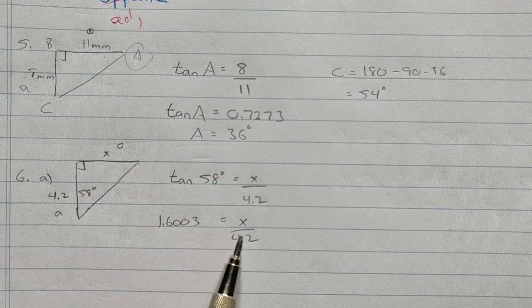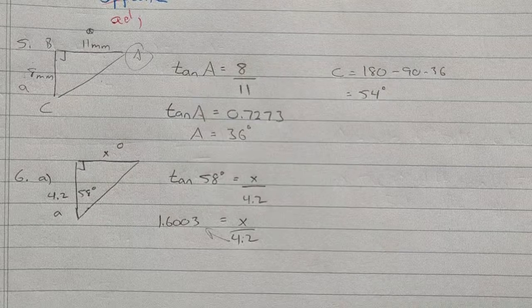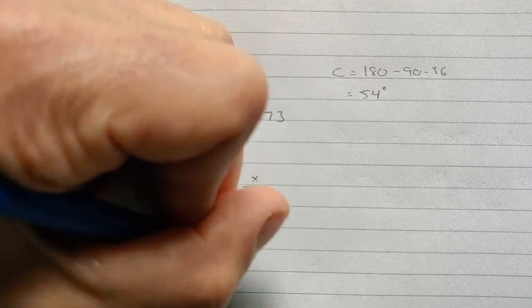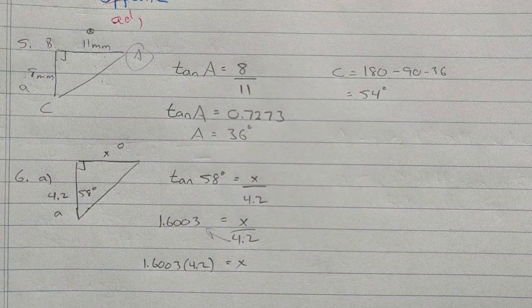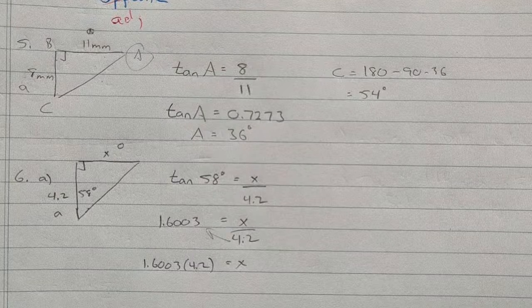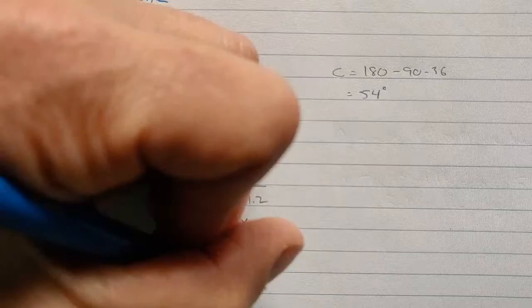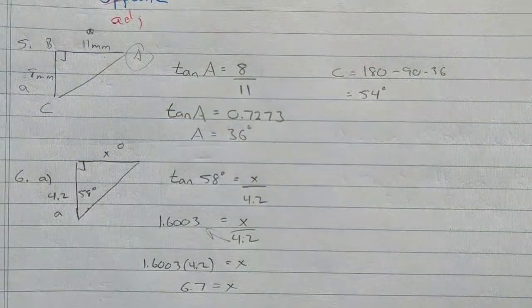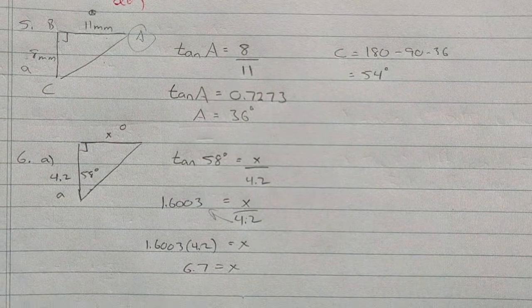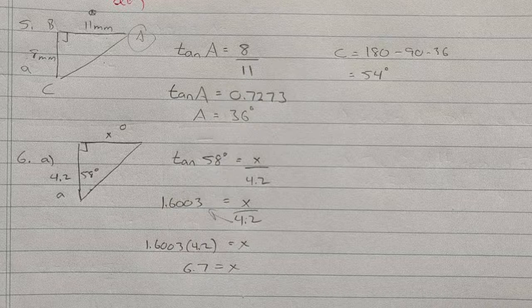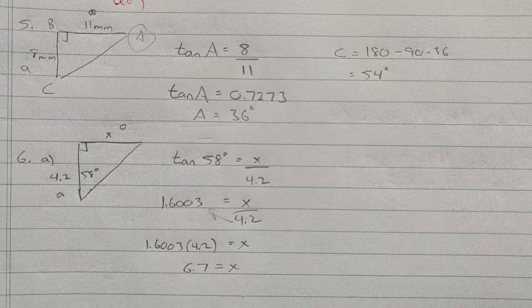And now, to solve for x, we just move that 4.2 over and multiply it by the 1.6003. That'll give us our x. And when we do that, I'm getting 6.7. So that's all there is to solving for a side if you're given the angle as well. They're really small, simple calculations. It's just a matter of picking which one you want to use. Do you have a situation where you have sine, cosine, or tangent? And labeling that triangle and picking that formula are going to be your key concepts there.